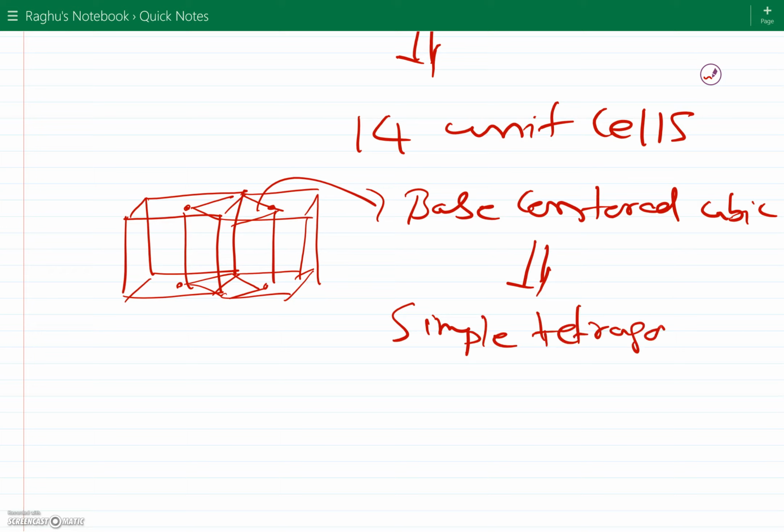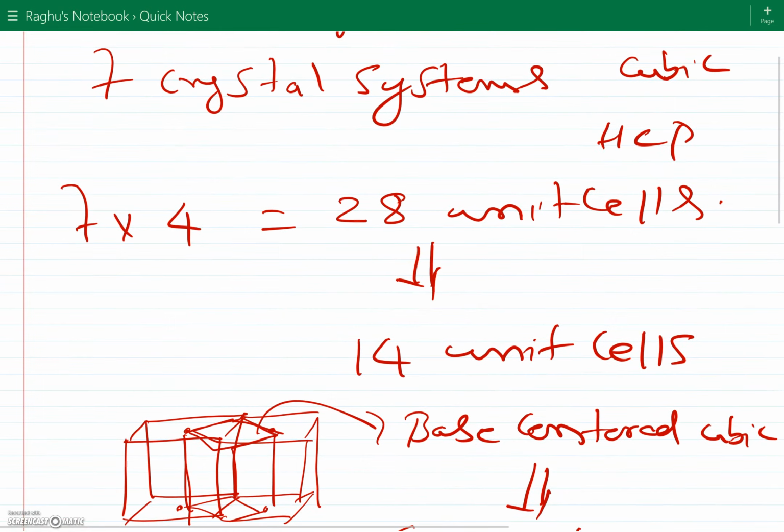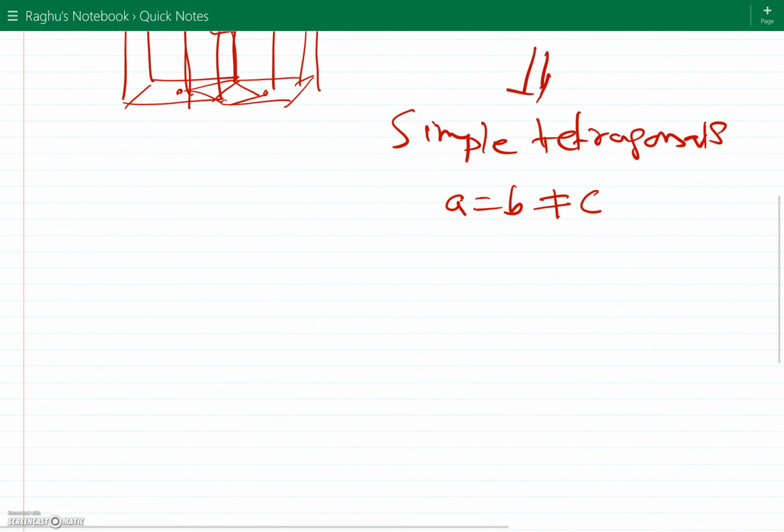We didn't go into the reasons for that, because of symmetry and all those things. For simple tetragonal, a equals b but is not equal to c. So you have this square sitting on a length side here. This is the simple tetragonal. Like this, if you keep knocking them out, all of these 28 unit cells are going to transform into 14 unit cells. Out of these 14, we're only going to look into 4 of them.